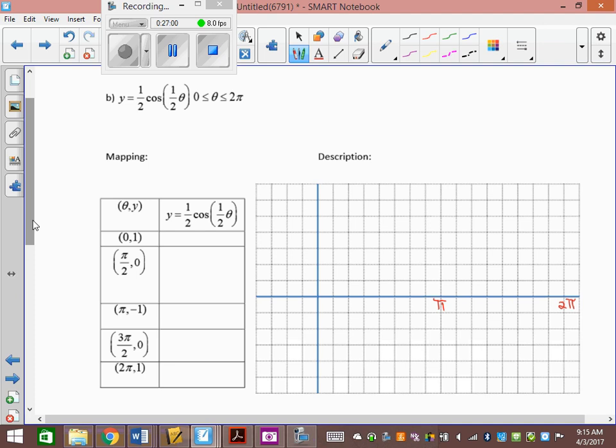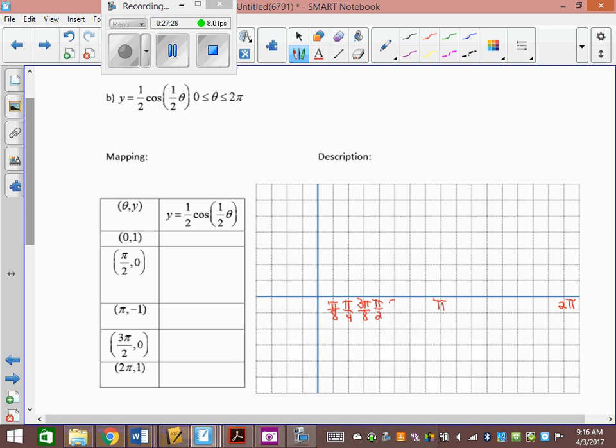Remember, we count up to our pi. So it'd be 1, 2, 3, 4, 5, 6, 7, 8 ticks. So this first one would be 1 pi over 8. What would the second one be? 2 pi over 8. What's 2 pi over 8? Pi over 4. The next one would be 3 pi over 8. The next one would be 4 pi over 8, which is pi over 2.